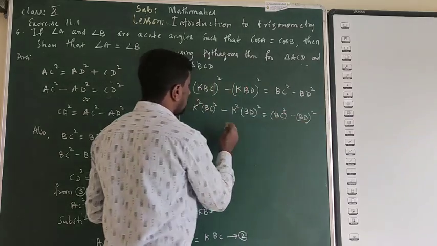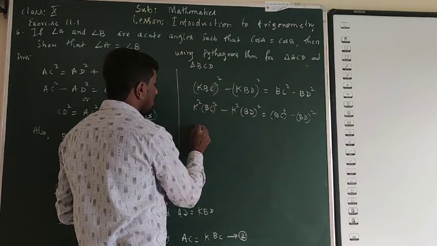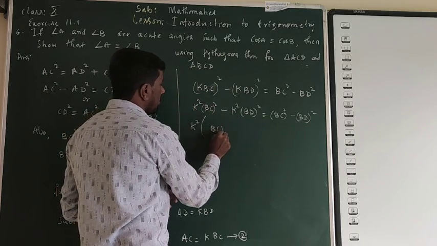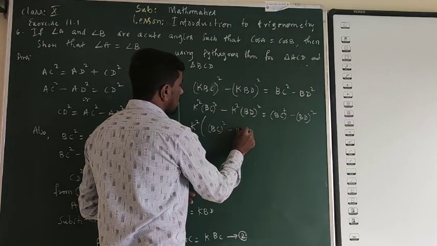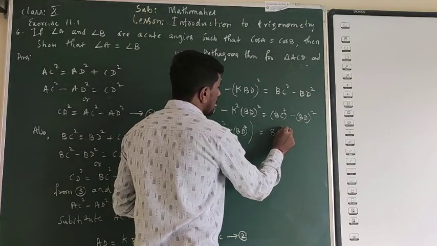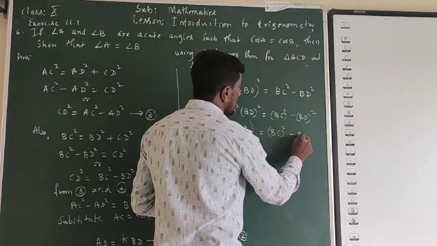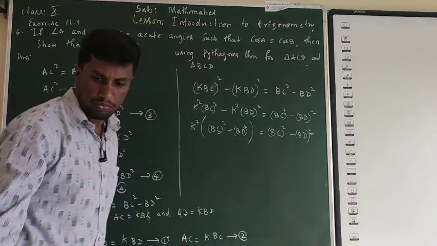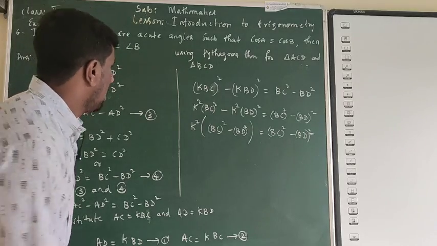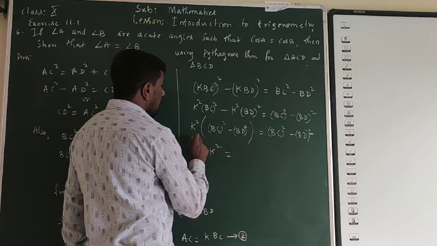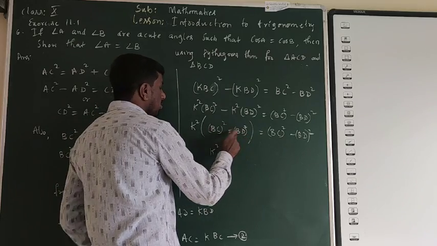Now K square is common. I can take it outside. So what is remaining inside? BC square minus BD square. On the RHS I have BC square minus BD square. I'll keep K square here only. K square into BC square minus BD square.